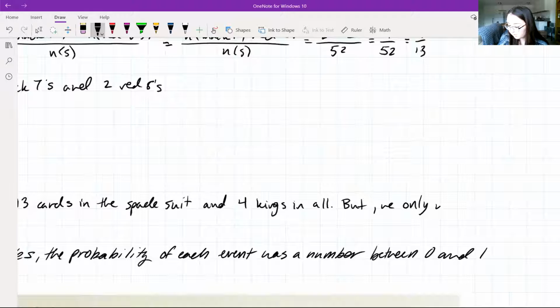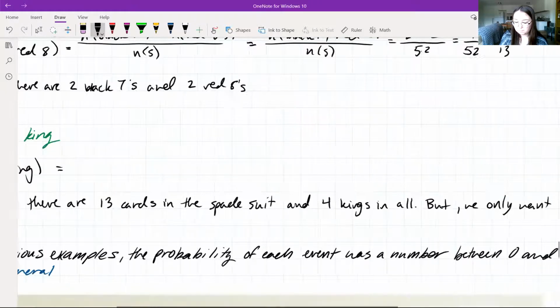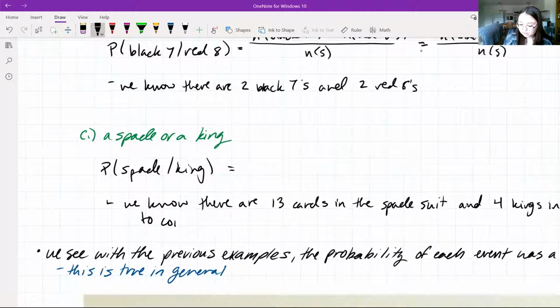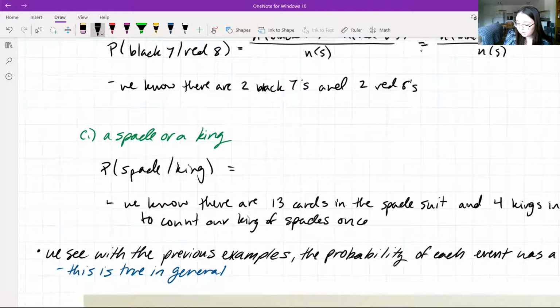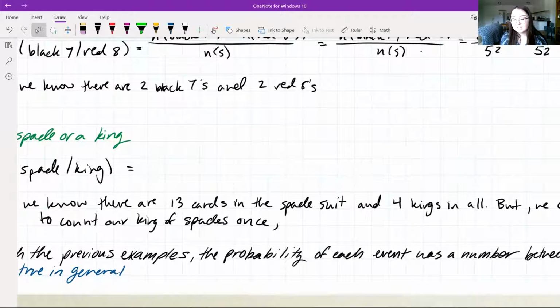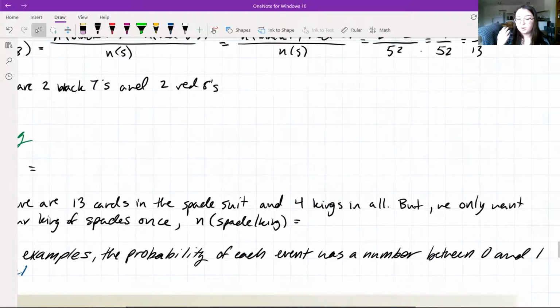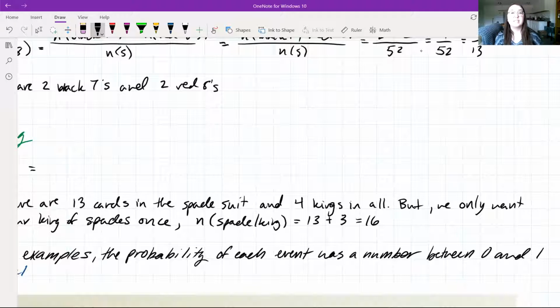We only want to count our king of spades once. So the number of elements of getting a spade or a king is equal to, let's consider all of our spade cards first, and 1 less king. And that's going to give us 16.